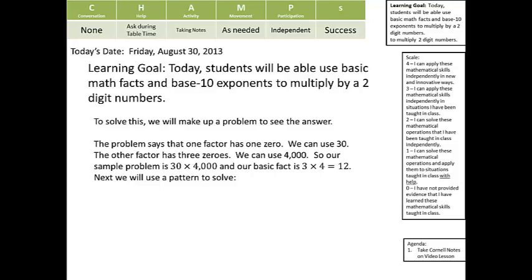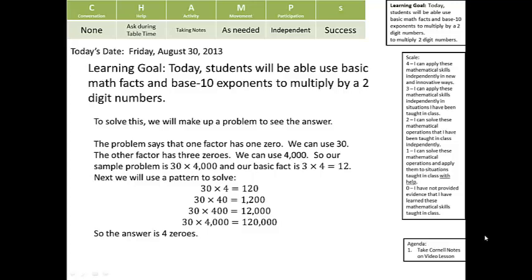So we're going to use a similar pattern in order to solve that. We add a 0 to the 3, that gives us 30 times 4 is equal to 120. We add a 0 to the 4, so 30 times 40 is 1,200. We add another 0 to the 4, so we have 30 times 400 is 12,000. And we add the final 0 to the 4, so we have 30 times 4,000 is 120,000.